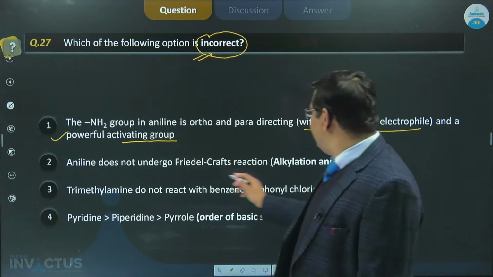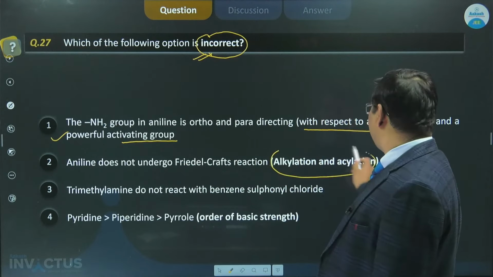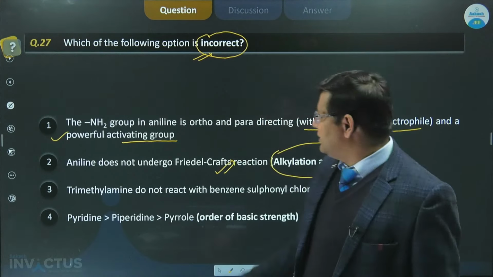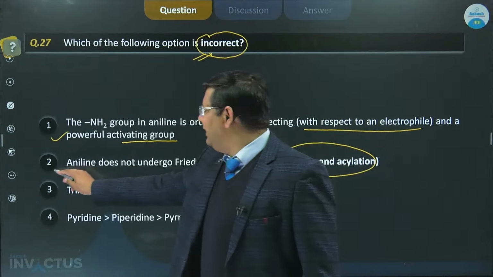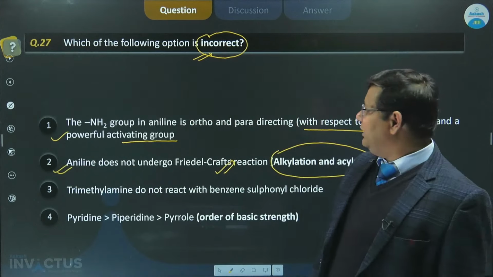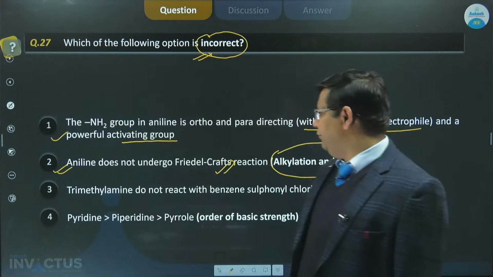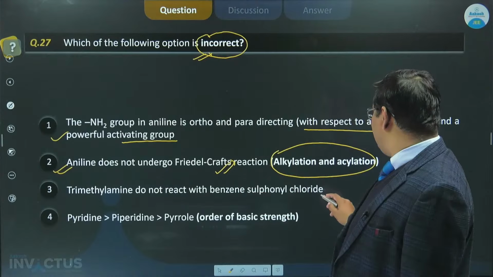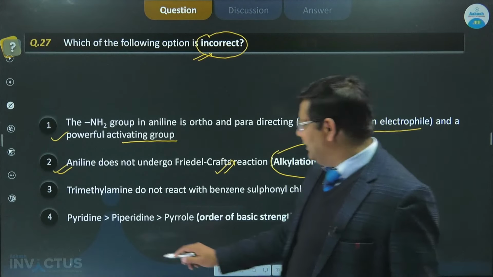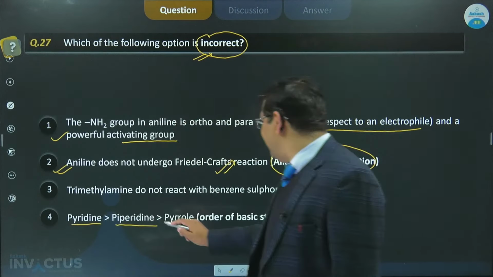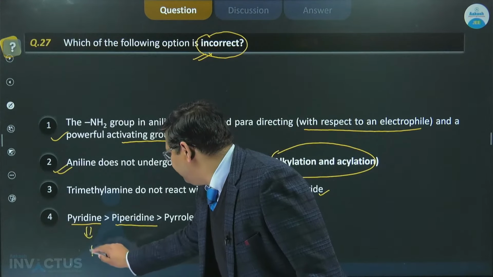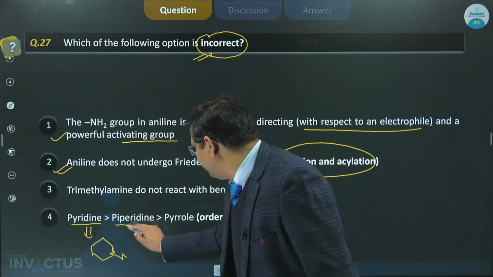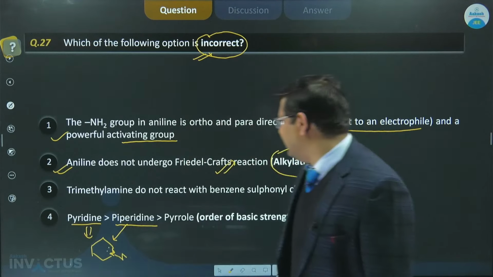Then, aniline does not undergo Friedel-Crafts alkylation. Very nice question, because in a Friedel-Crafts reaction AlCl3 is used, which is a Lewis acid, so it will form an anilinium ion there, right? So in that case it will be an electron withdrawing group. Then trimethylamine does not react with benzene sulfonyl chloride, and then piperidine. Look, piperidine is this compound, you have to know the structure. This is piperidine, right? Piperidine is the most basic in this case.